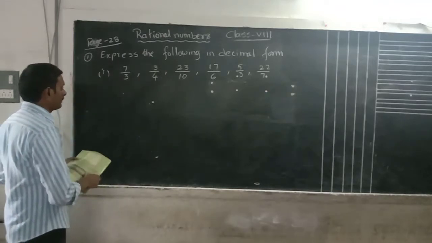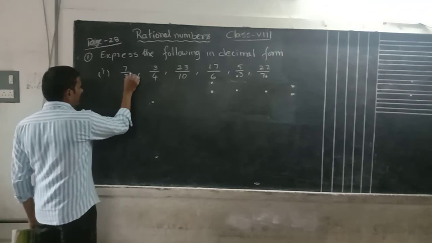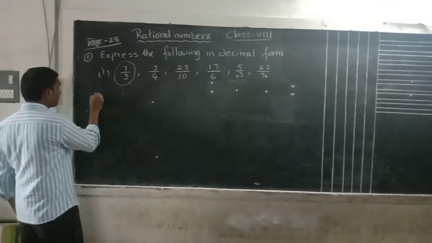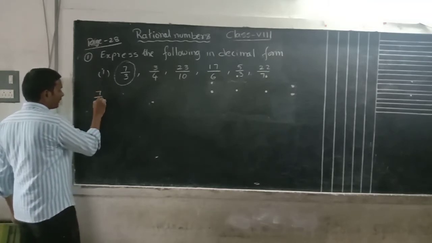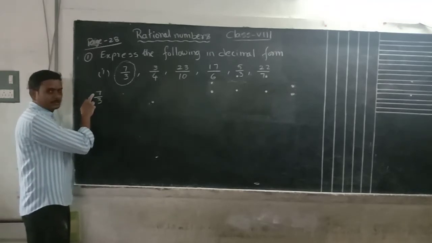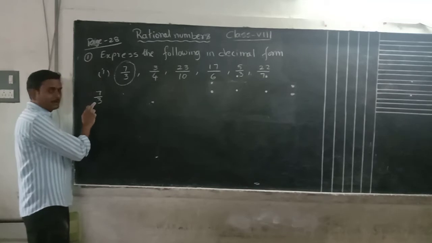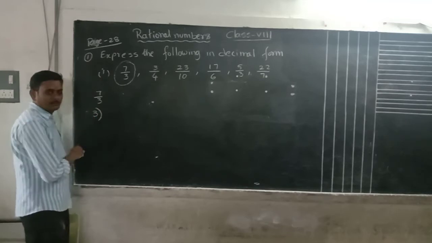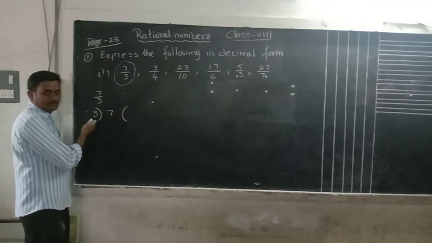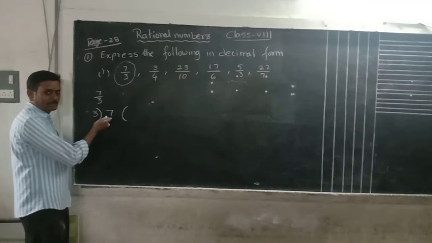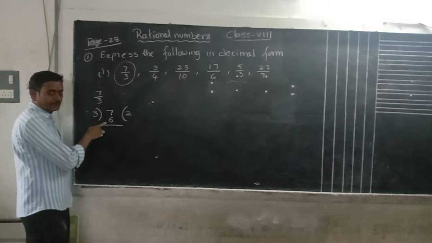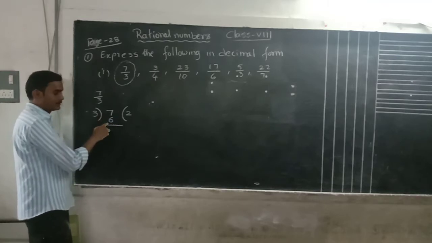Now the first sum, 7 by 3. Each one is converted into decimal form. What is the denominator here? It is the denominator, and this is the numerator. The denominator is the divisor, and we take the numerator 7 as the dividend. Now read the 3 table. 3 1 is 3, 3 2 is 6. Subtract, then only you write.